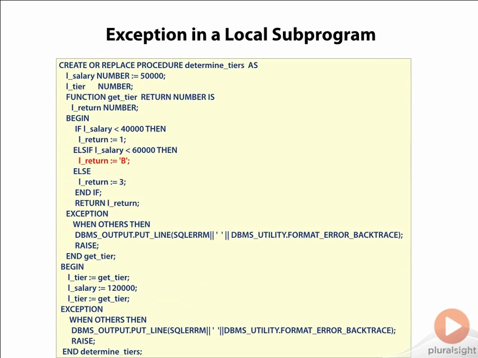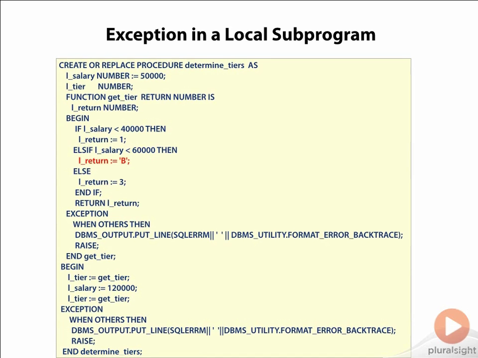What if an exception is raised inside a local function? It will follow the same rules of exception propagation as followed by a nested block, which we saw in the exceptions module of the part 1 course. So say here instead of assigning a value of 2, we accidentally assign a value of b to L return.